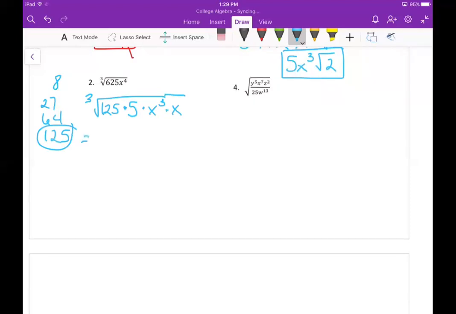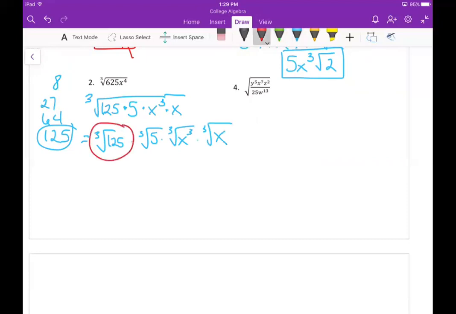So I break this all up. That's the cube root of 125 times the cube root of 5 times the cube root of x cubed times the cube root of x. Now again, this is a perfect cube root and this is a perfect cube root. So what do we get? 125 as a perfect cube root, when I take that back down, is 5. X cubed, cube rooted becomes x.